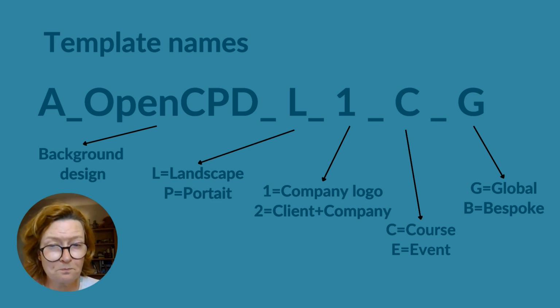And the very last bit simply shows if this is a global template available to everybody in the system, or you might have asked us to create a bespoke template for you, in which case it will have a B on the end. So this is how the names will help you find the right combination and find the right template for you. And also at the end of this video, I will show you a page where you can check all of them in an overview.